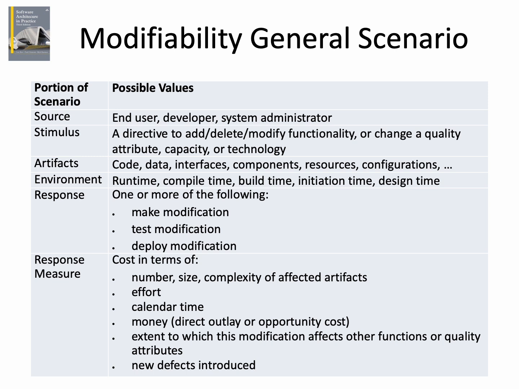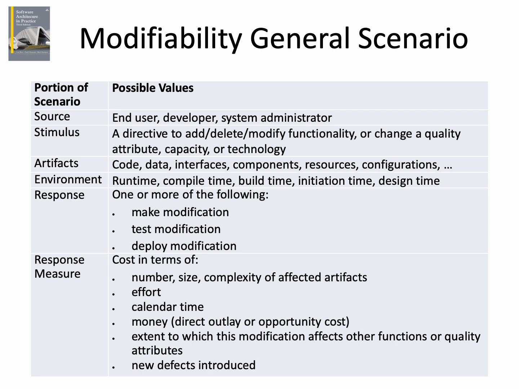Response, one or more of the following: make modifications, test modification, deploy modification. Response measure: cost in terms of number, size, complexity of affected artifacts, effort, calendar time, money, direct outlay, or opportunity cost. Extent to which this modification affects other functions or quality attributes. New defects introduced. So let's look into this with an example.